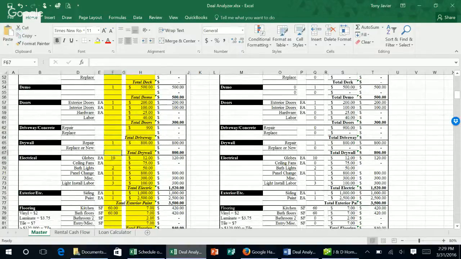Sheetrock repair is typically a big item for us. So this typically is going to be, I don't know, around $3,000. But we'll go ahead and leave that the way that it was. This one just needed $800 in repairs. Got a lot of light fixtures, so if you want globes, we get them from Lowe's for 12 bucks. Bath lights, we get them for about 50 bucks a piece. Changed out the electrical panel on this one, cost us about $800.